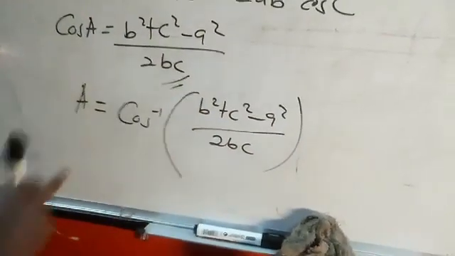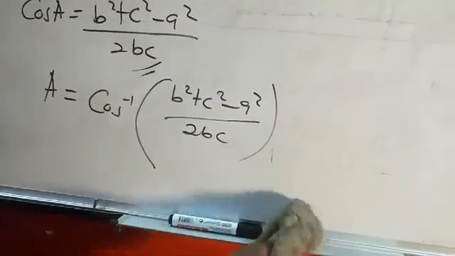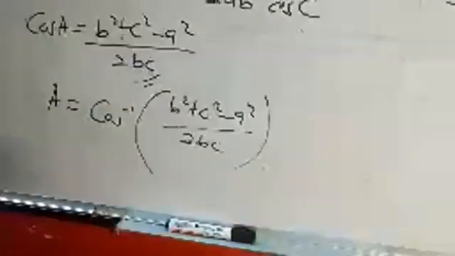So let's look at one example from the cosine rule, and we go on to what we call the area of a triangle.